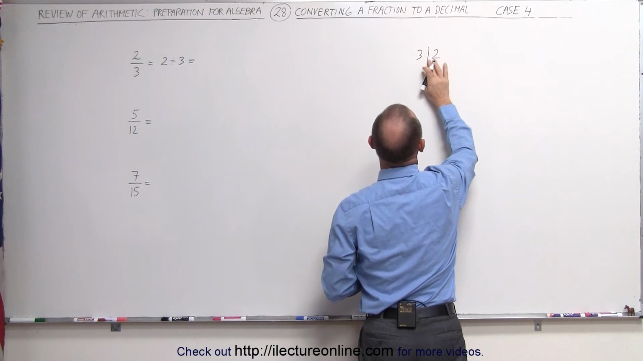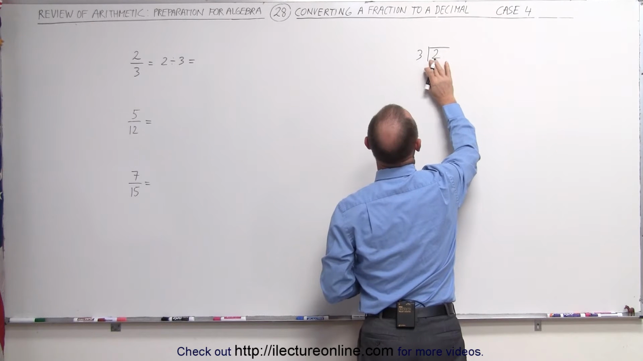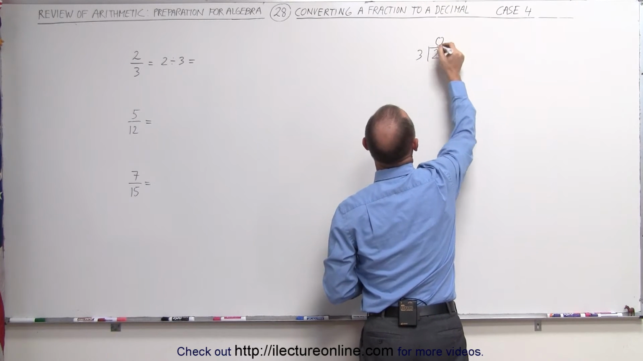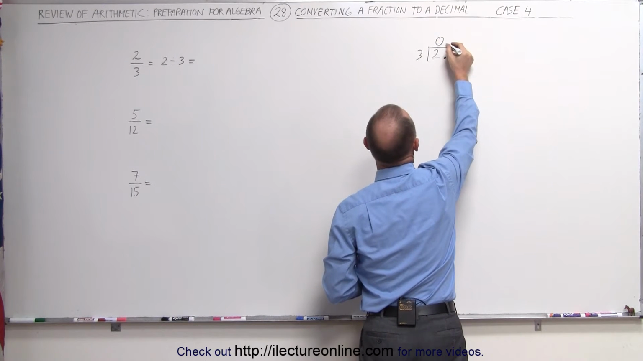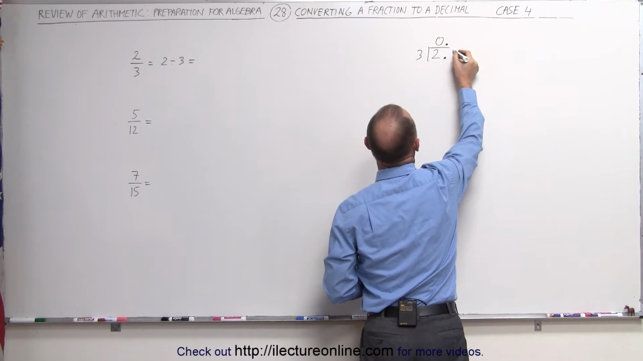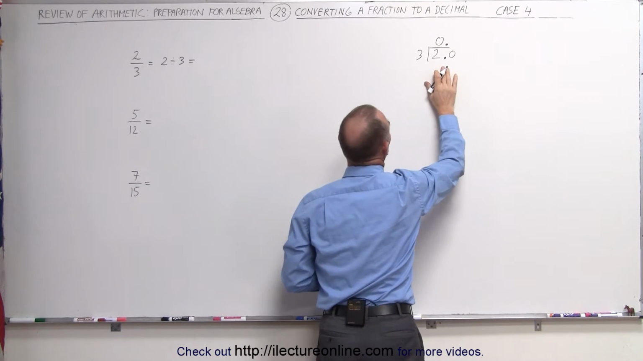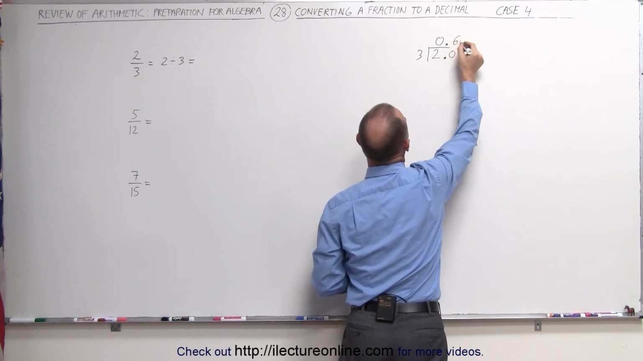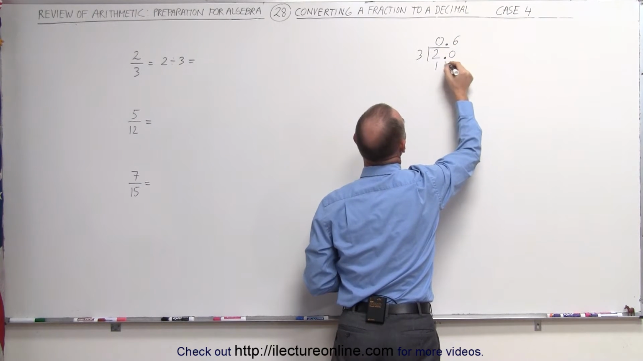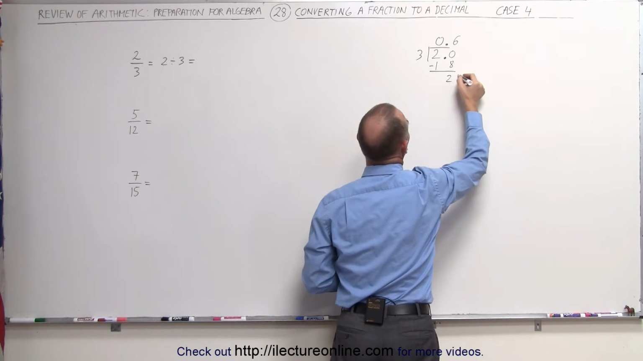Oops, the line is on the wrong spot right here. There we go. 3 goes into 2 0 times. We know we have a decimal spot there, so we put a decimal spot there. We add another 0. 3 goes into 20 exactly 6 times. 6 times 3 is 18. Remainder is 2. Drop the 0.